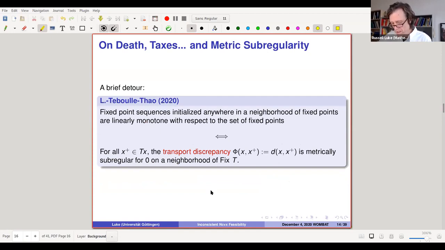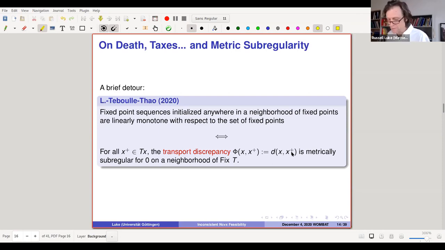Brief detour: in a later paper with Marc Teboulle and Tao, we show that if you have a fixed point sequence initialized anywhere on a neighborhood of the fixed points, and it is linearly monotone with respect to the fixed points, that is equivalent to the fixed point residual, what I call the transport discrepancy, the distance between your domain point and its image, being metrically subregular for 0 on a neighborhood of the fixed point set. So basically it says if you want a quantitative convergence estimate for some sequence, you have to have metric subregularity.